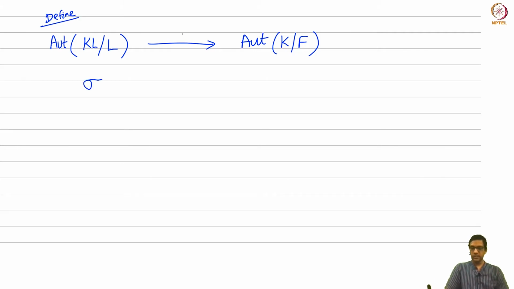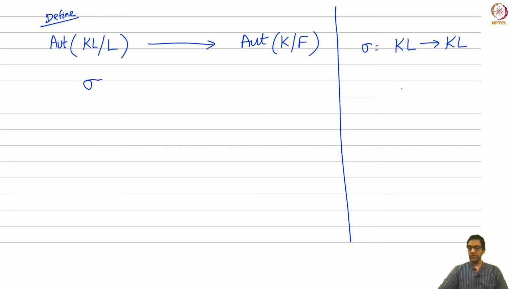Take any element sigma in the Galois group of KL over L. That means sigma is an automorphism of the field KL. Recall, sigma is nothing but a map from KL to KL, such that sigma restricts to identity on L. When you restrict sigma to L, you should get the identity map. This is what an element of the Galois group is. So in particular, sigma is a map from KL to KL.